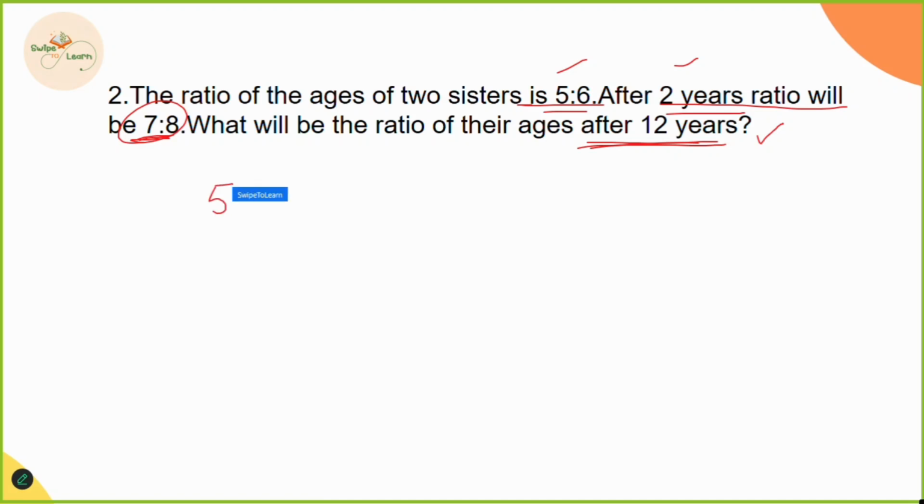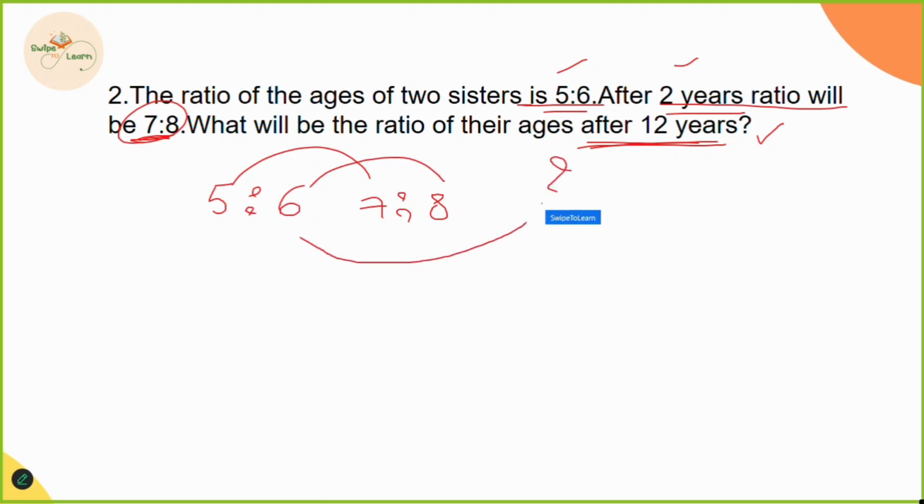Let's write down the ratios first. 5 and 6. And after 2 years, the ratios will become 7 and 8. And they're asking us what would be the ratio after 12 years. After 12 years, we need to find out their ratio. Okay, we consider the ratios as 5x and 6x.